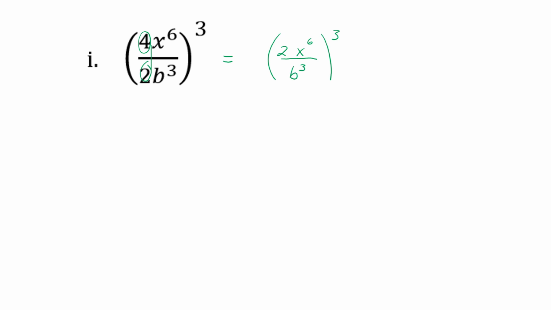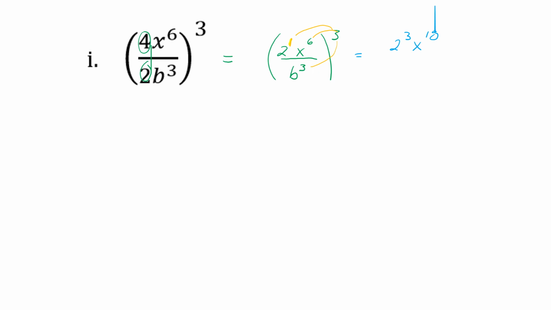Okay? And then, right? So this is 2 to the first. I'll try to get a different color. Let's do maybe orange. That's 2 to the first, right? So 3 times 1, 3 times 6, 3 times 3. So what's that look like? So this is what? 2 to the third, x to the 18th.